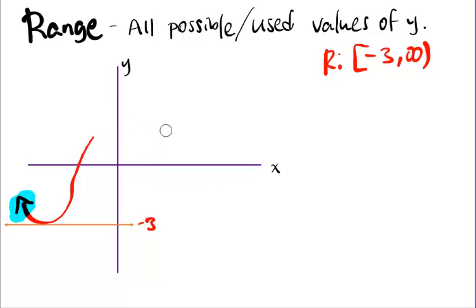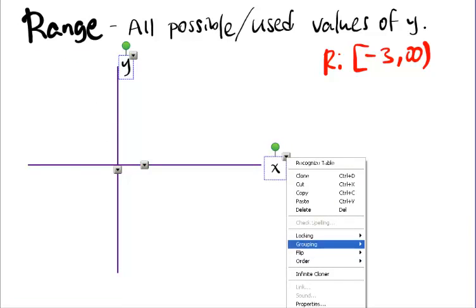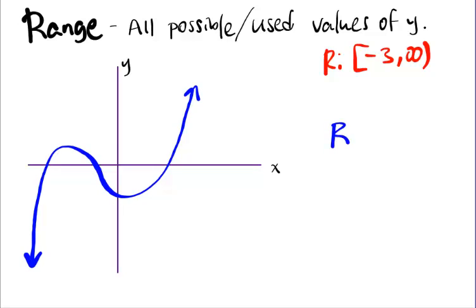Let's say we've got a function, we'll put this one in blue, that does this. Okay, what's the range of this guy?